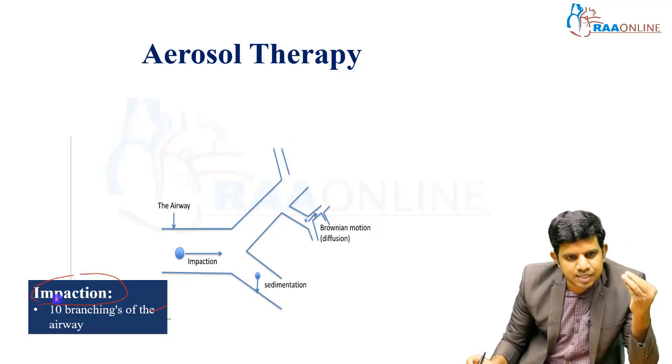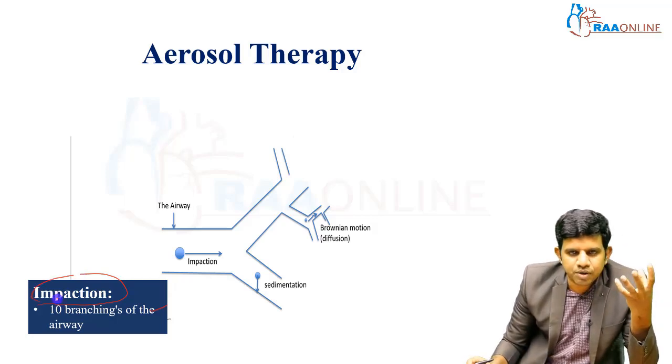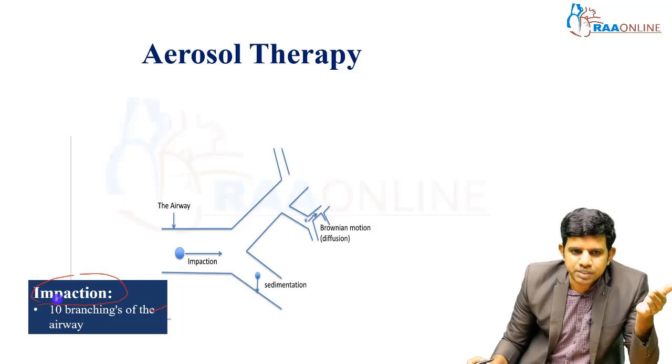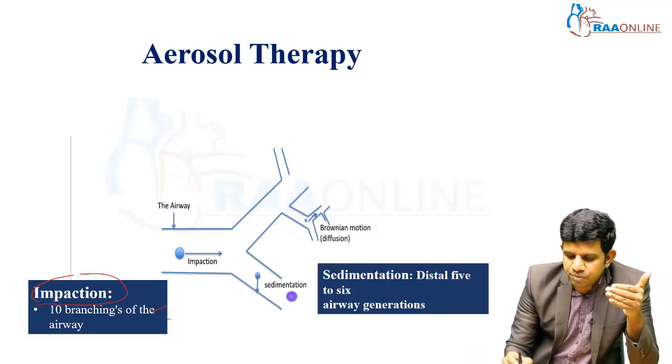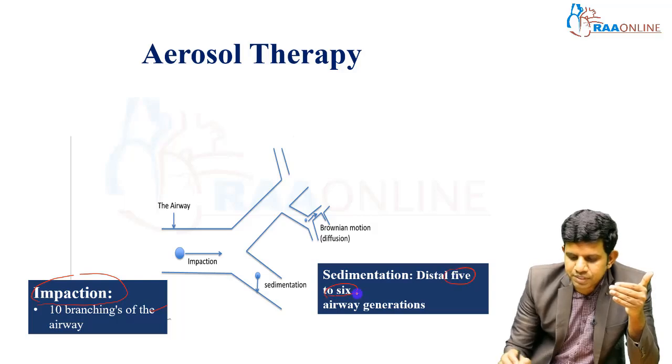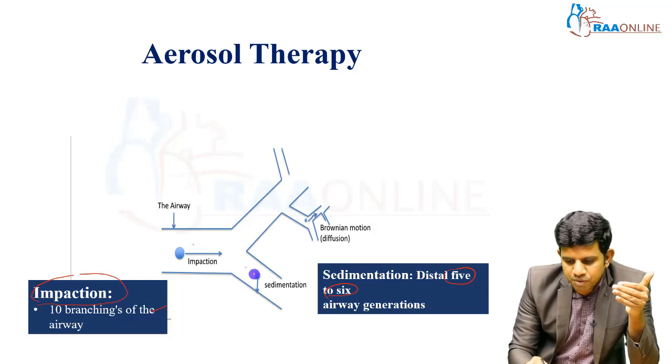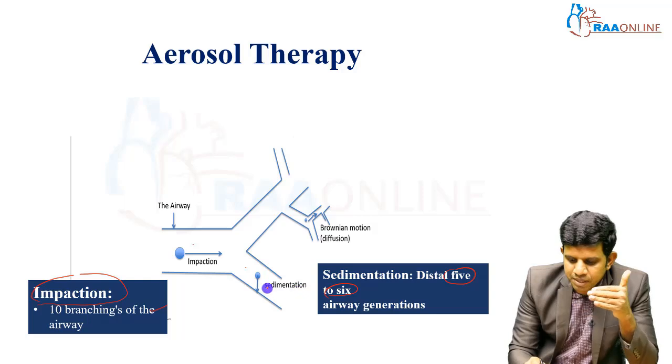In which clinical conditions do you need aerosol therapy in the proximal airway? In those first 10 branchings, especially patients with COPD, asthma, or tracheobronchitis. Once it reaches the distal 5 to 6 airway generations, the flow will obviously decrease compared to this place. When flow decreases, the aerosols will sediment. So the mechanism to reach the bronchioles, the 5 to 6 distal airway generations, is sedimentation.